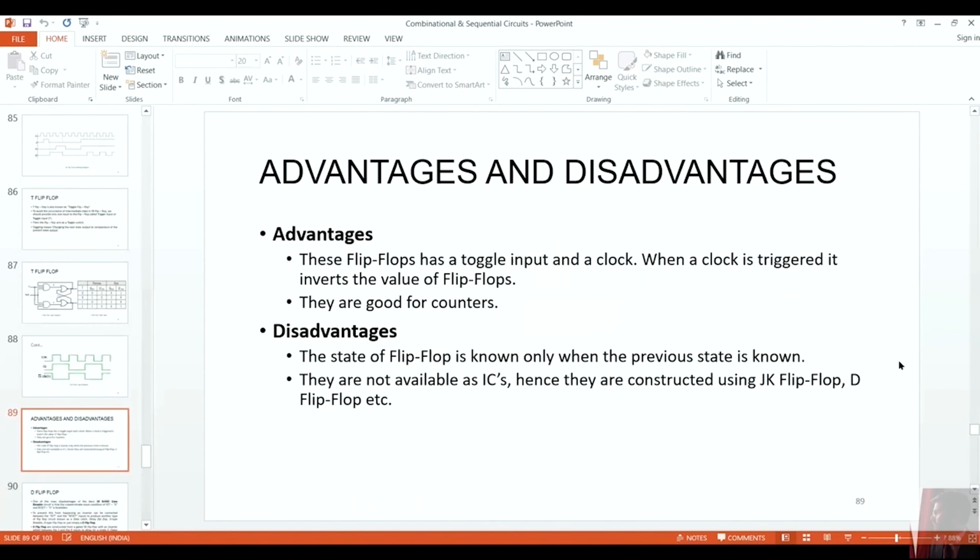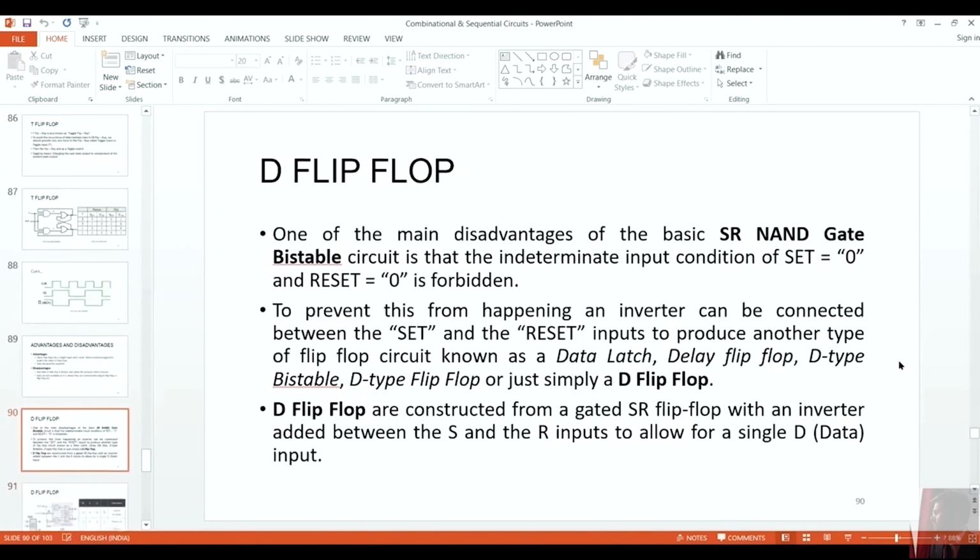Advantages and disadvantages you know very well. In this flip-flop, when the clock is applied the toggle input inverts the output. These kinds of flip-flops are basically used for counters. We will discuss counters and memory interfacing later in other videos. So they are good for counters. The state of the flip-flop is known only when the previous state is known. There are many problems also, and they're not available as an IC.